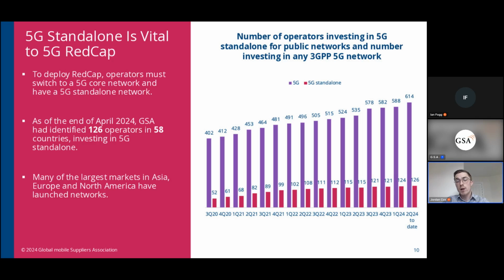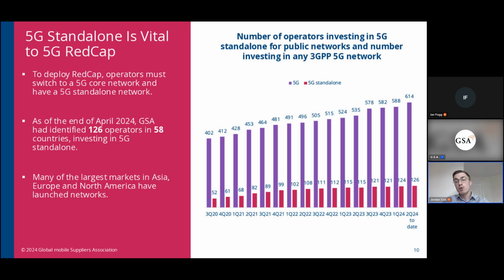Examples of operators that have launched 5G Standalone include T-Mobile in the United States, Orange in Spain, Vodafone in the UK, and TIM in Brazil, all of which are major 5G markets with potential for the introduction of RedCap into their networks as we move into the future.